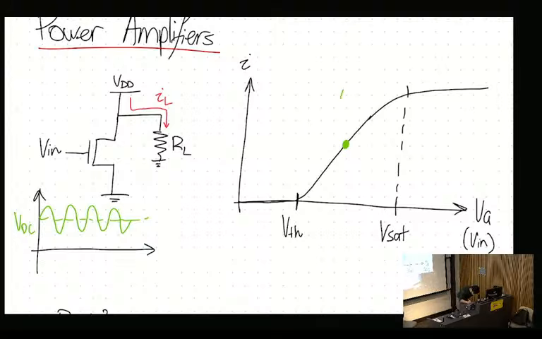And does anyone know what the problem with class A is? Just looking at it. What's the problem with a class A amplifier? Yep, but what if I didn't operate it that far? So I don't swing too far. There are large voltage swings, but let's say I don't saturate it. Yep.